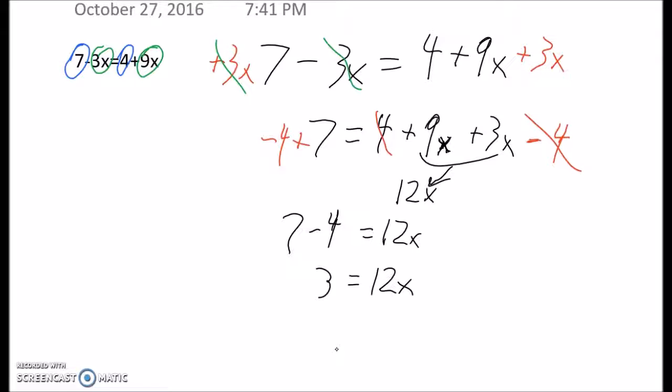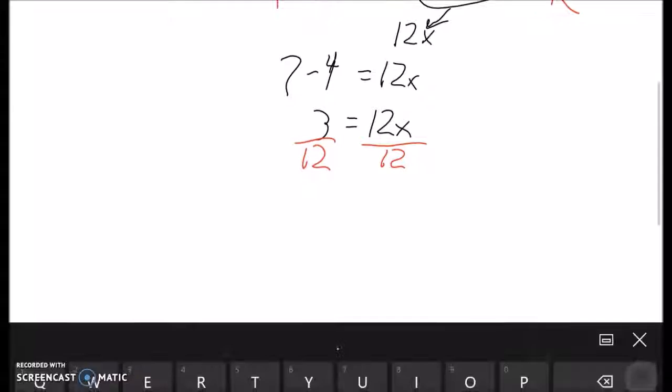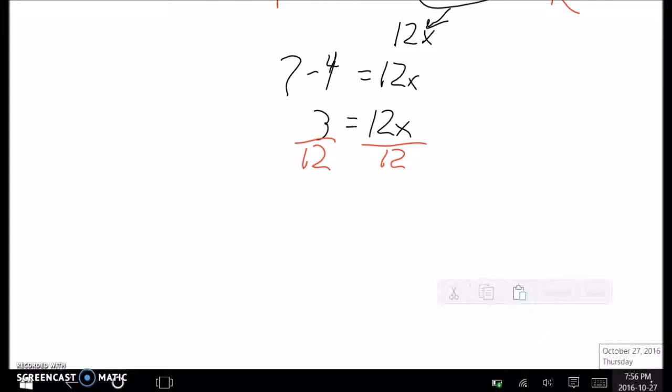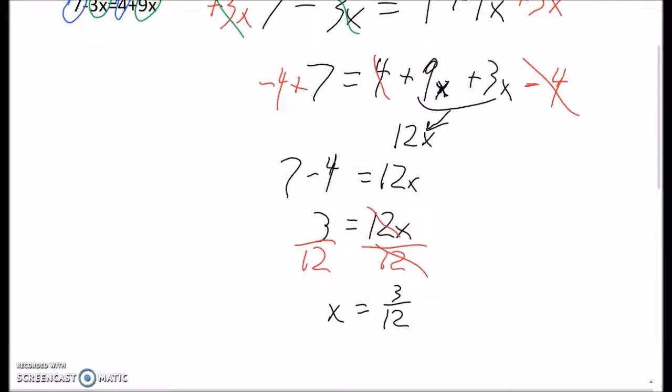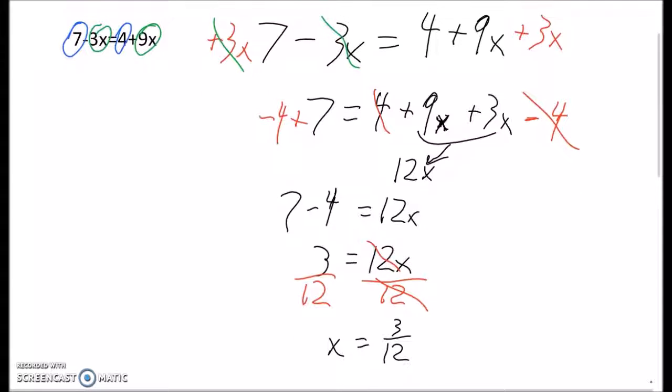And now we divide by 12 on both sides. Actually, let's go with red pen so we can see what we're doing. Divide by 12 on both sides, and that comes down to be x equals 3 over 12. So this 12 and this 12 cancel. Alright, so there's our simple binomial equation, or slightly more complex, but still pretty simple.